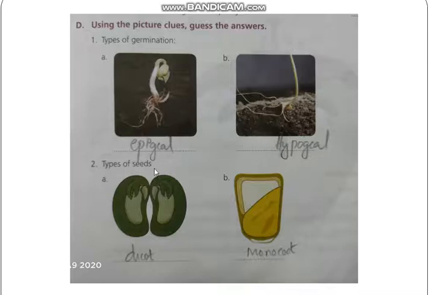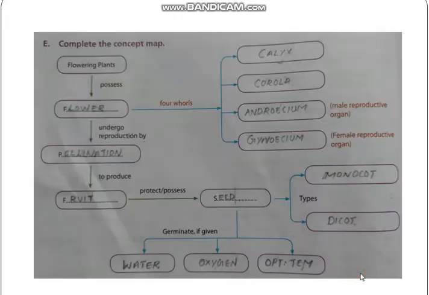Then type of seed. A and B, two types of seeds are there. The first one, A, has two cotyledons, that is called a dicot. Then here, the one that is called a monocot.